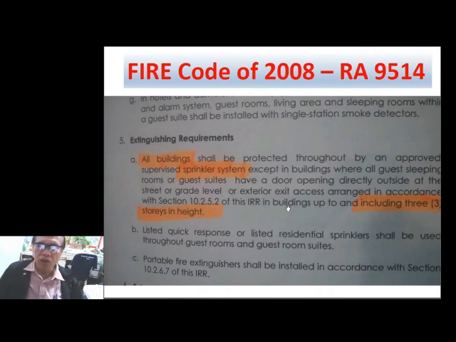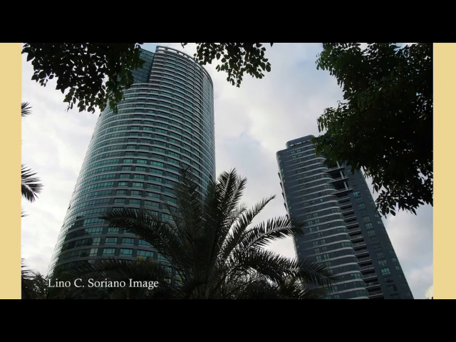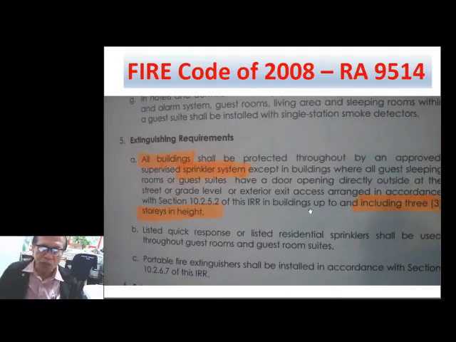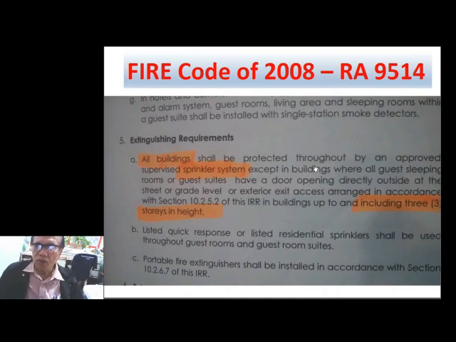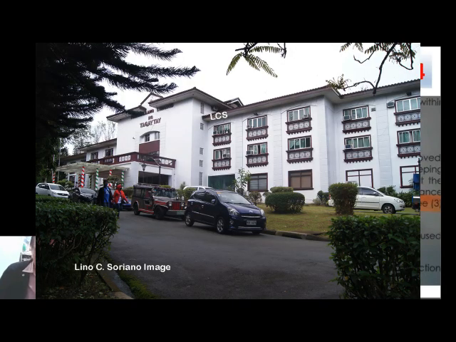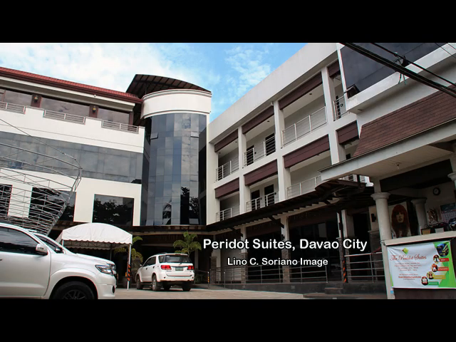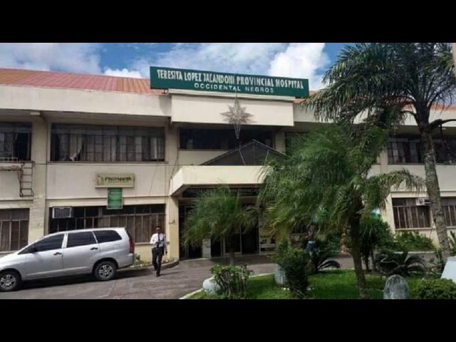In the old fire code, only buildings with 15 meters high and above, meaning to say more than 5 stories, are required to be provided with sprinklers. But with the new fire code of 2008, even if your building is only 1 story, 2 story, 3 story, 4 story, or 5 story, or even less than 15 meters, if the building is a hotel, motel, dormitory, hospital, automatically you have to provide the sprinkler system.